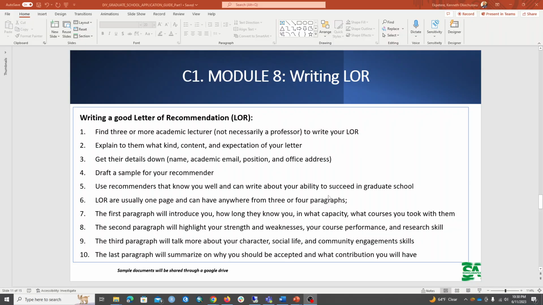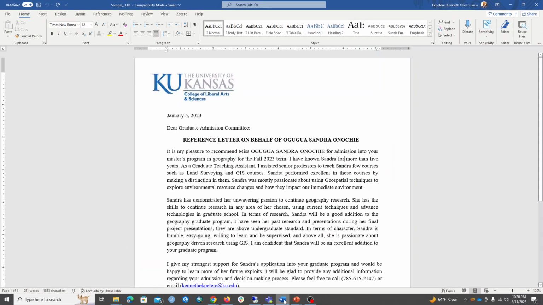In the last paragraph, we summarize why you should be accepted and what contribution you will have on the place you're going, right? So it's important to mention that. So these 4 paragraphs are the 4 keys of LLR. I call it my 4 keys of letter of recommendation, right? And it's important that you summarize these 4 paragraphs, and then let's walk through some of a good example.